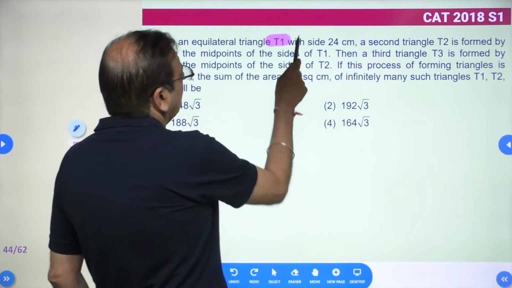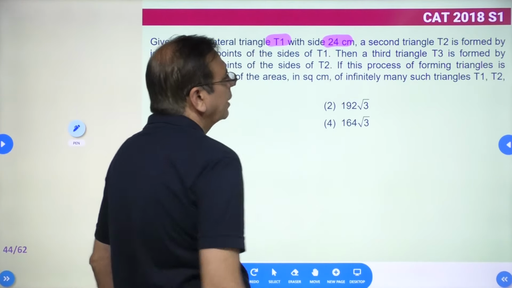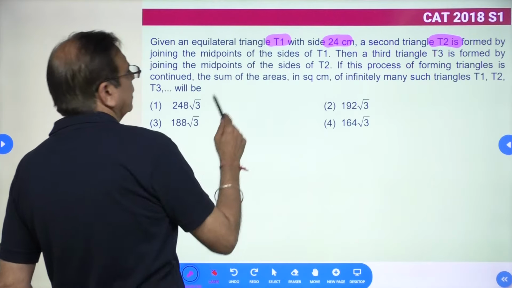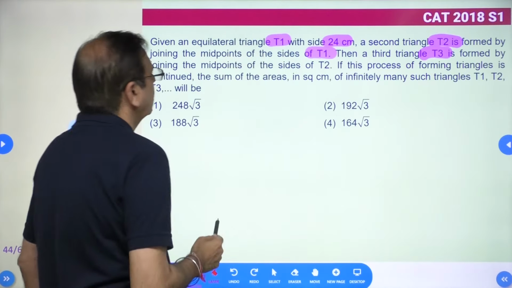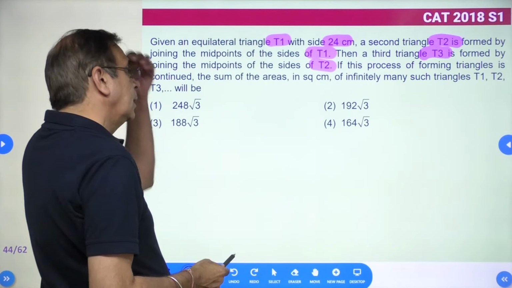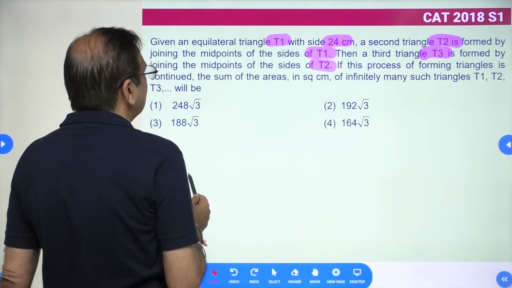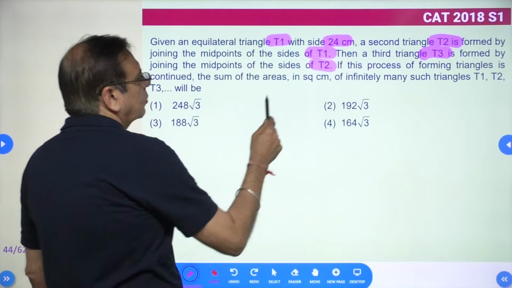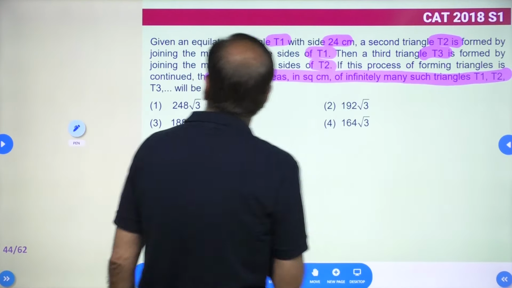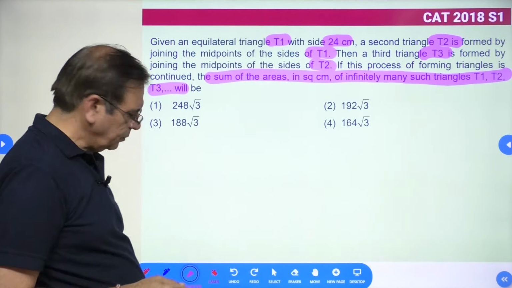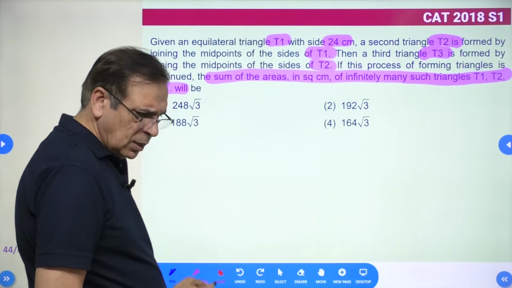Given an equilateral triangle T1 with side 24, a second triangle T2 is formed by joining the midpoints of the sides of T1. A third triangle T3 is formed by joining the midpoints of the sides of T2. If this process of forming triangles is continued, the sum of areas in square centimeters of infinitely many triangles will be how many?